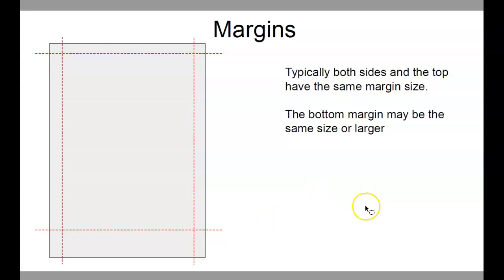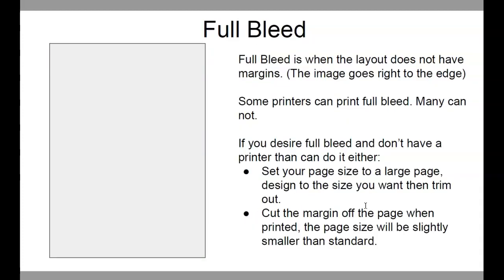I'll go through full bleed first, before looking at examples. Full bleed is a concept where the ink of your print goes all the way to the edges of the paper. Some printers can full bleed, many cannot. But you can still cheat it.